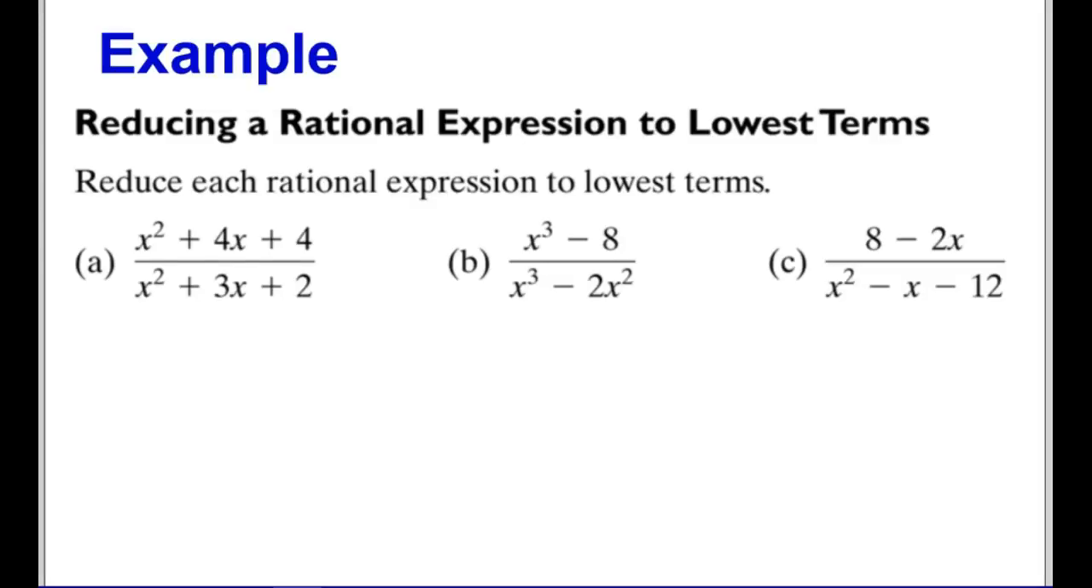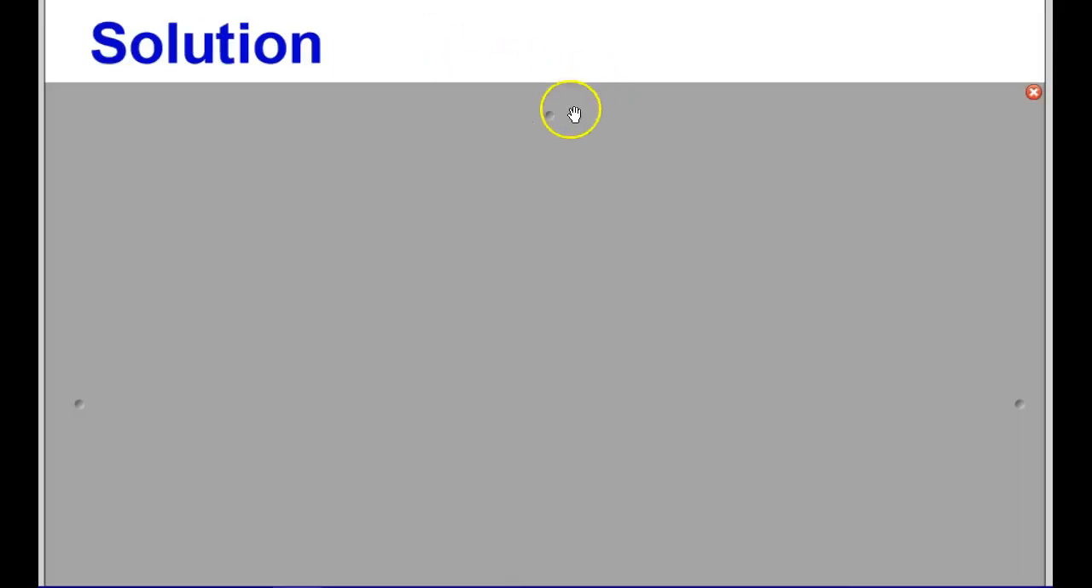Okay? So here's our couple of examples. We're going to reduce each rational expression to the lowest term. And generally when we're working with rational expressions, our first step is going to always be to factor them, which we'll see here in these next couple of examples.